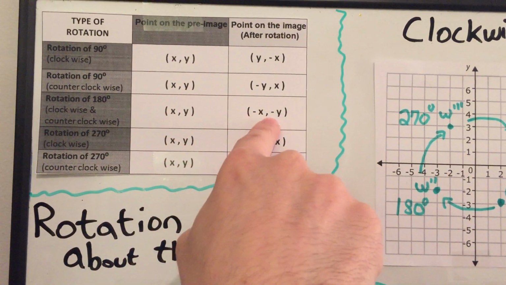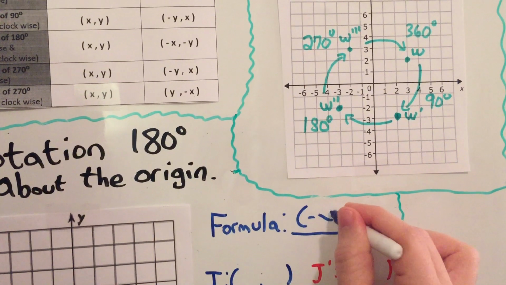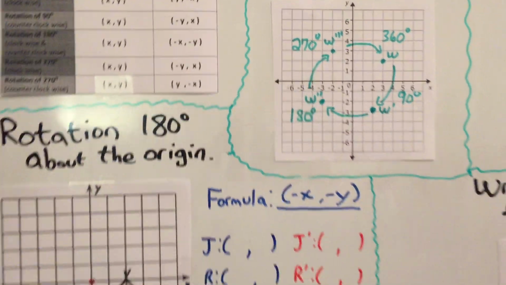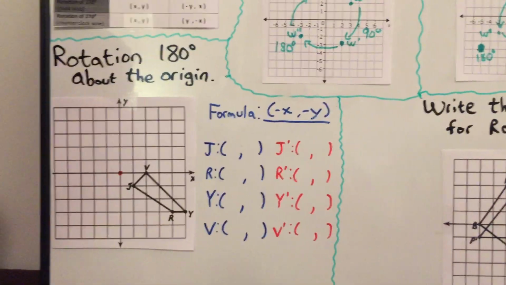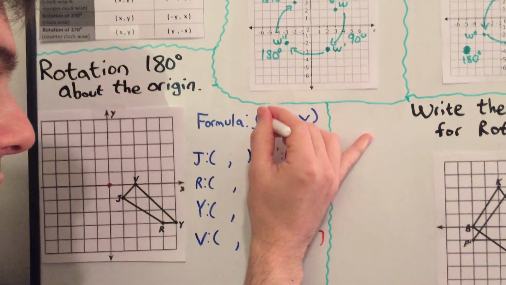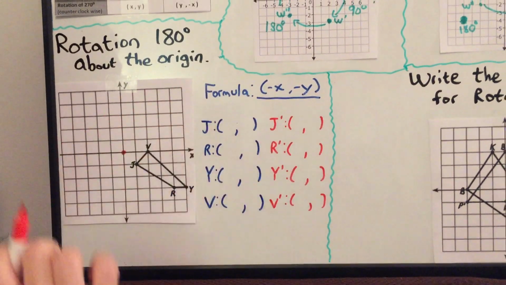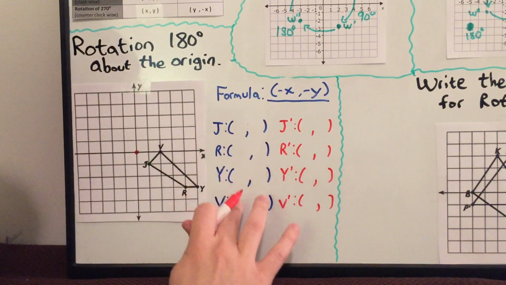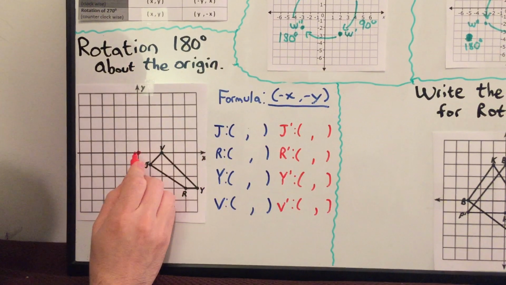So let's take a look. Rotation of 180. I'm going to write the formula we're going to use. Looks like (negative x, negative y) right there. Okay. Now, remember, these negatives don't necessarily mean negative. They just mean we're going to change the sign of our x and y points. Now, of course, we need to find those for each coordinate. So let's go to our graph. We're going to start at the origin.